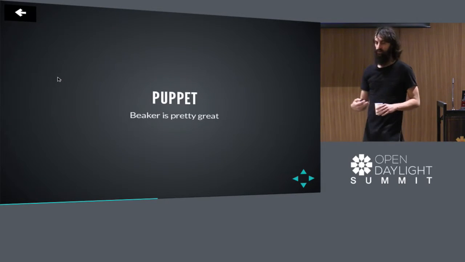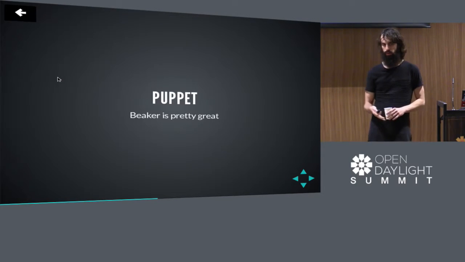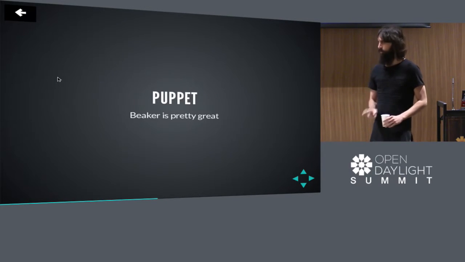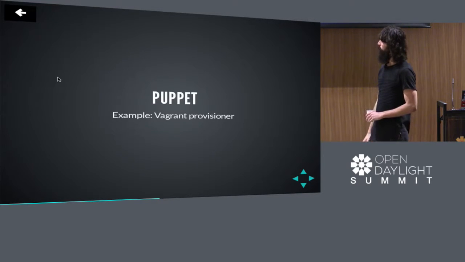So Beaker's pretty great. As a module maintainer, I have a lot of confidence that when someone sends us a pull request and we can run the Beaker test successfully, if I merge this, I'm not about to break OPNFV, because it does get pulled down directly into OPNFV. So we would break OPNFV if we broke the Puppet module.